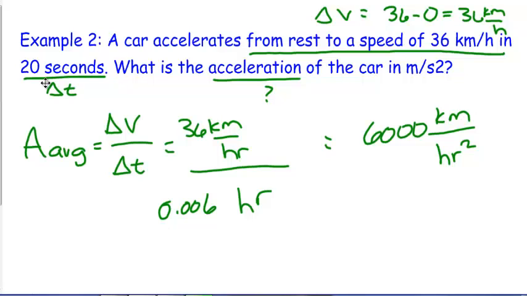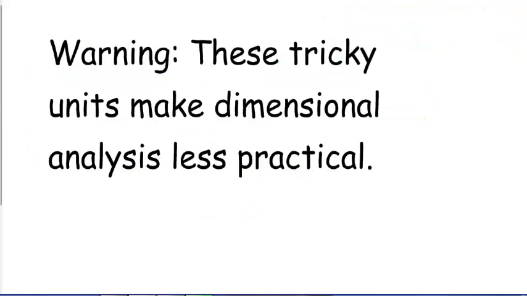Now, some of you might have been tempted to use dimensional analysis the whole way. Can you figure out why you can't do that here? These tricky units make dimensional analysis less practical.